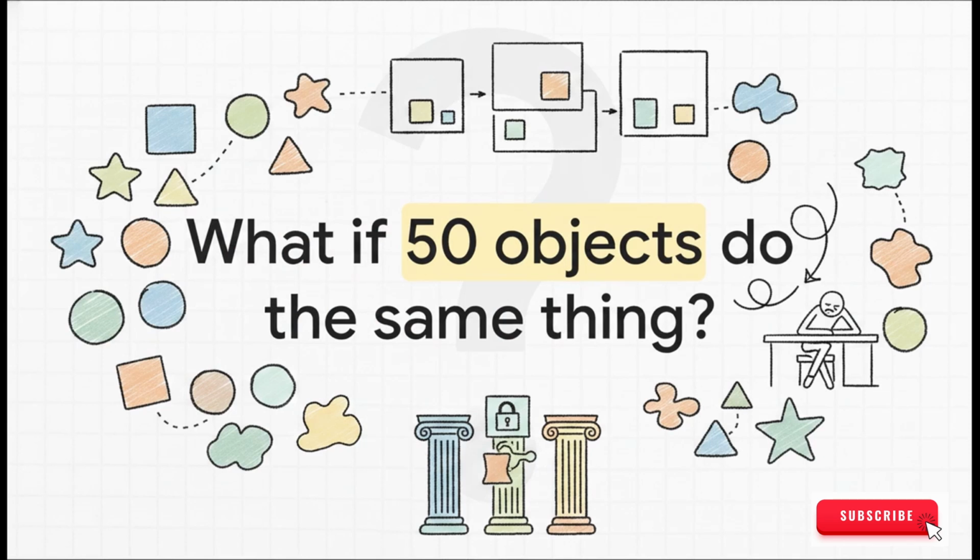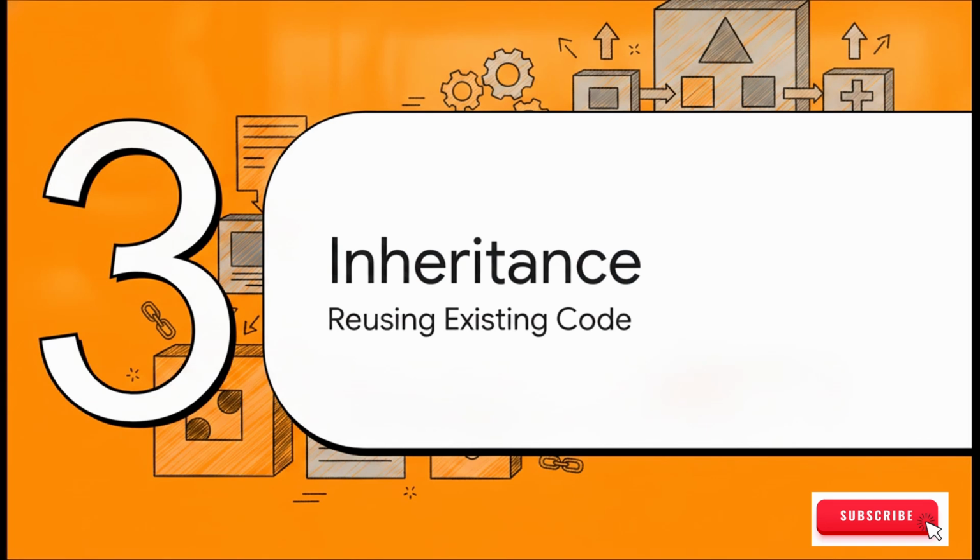But here's the thing. As your project scales up, shielding your data is really only half the battle. So what happens when you have 50 different types of objects doing essentially the exact same thing? Writing 50 separate, fully encapsulated classes completely from scratch sounds totally exhausting, right? Which brings us to Section 3, Inheritance, Reusing Existing Code.